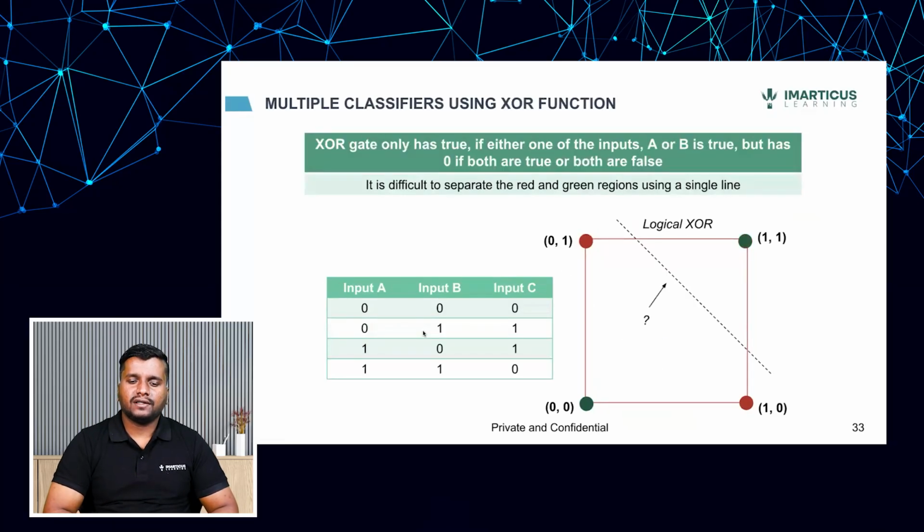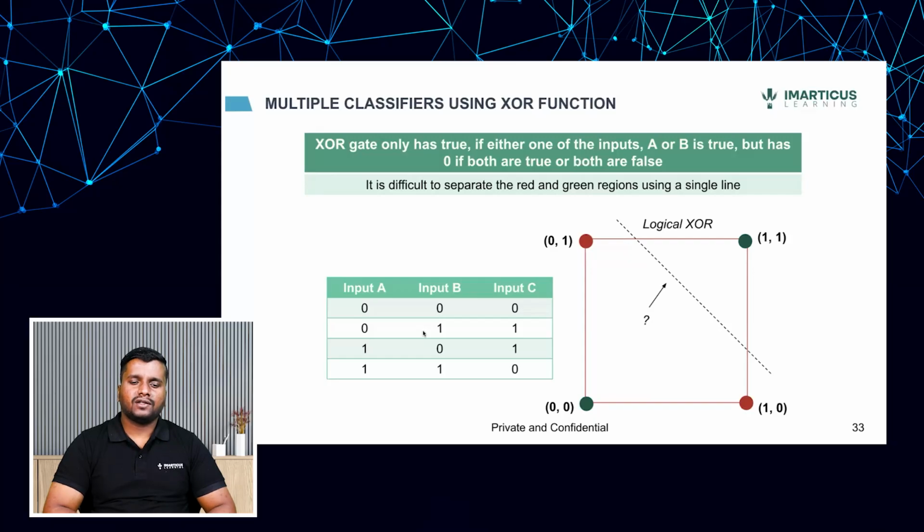Now the XOR gate is only true if either one of the values is true. If both the values are true, it is going to be considered false. If both the values are false, it is going to be considered false. It requires that explicitly only one value be true, and we can see it in the truth table as well. In the truth table, we can see the input values A, B, and output C. Input A has values 0 0 1 1, and input B has values 0 1 0 1.